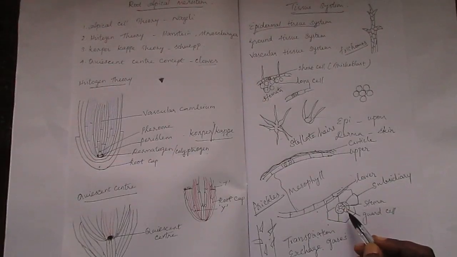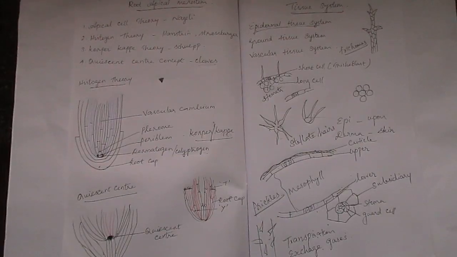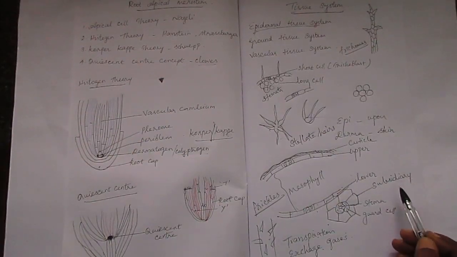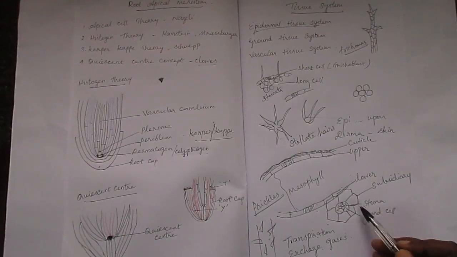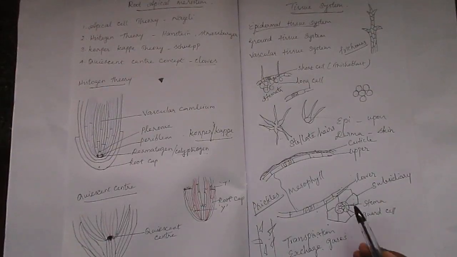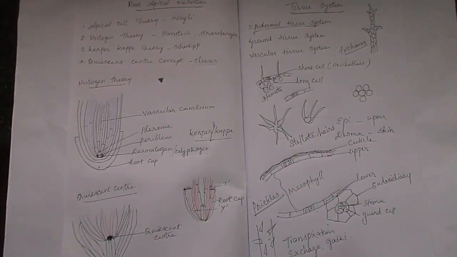The stomata occur mainly in the epidermis of the leaf. In some plants, in addition to guard cells, there are specialized epidermal cells called subsidiary cells. Based on the number and arrangement of subsidiary cells, various types of stomata are recognized. The guard cells and the subsidiary cells help in the opening and closing movement. The function is transpiration and gaseous exchange.